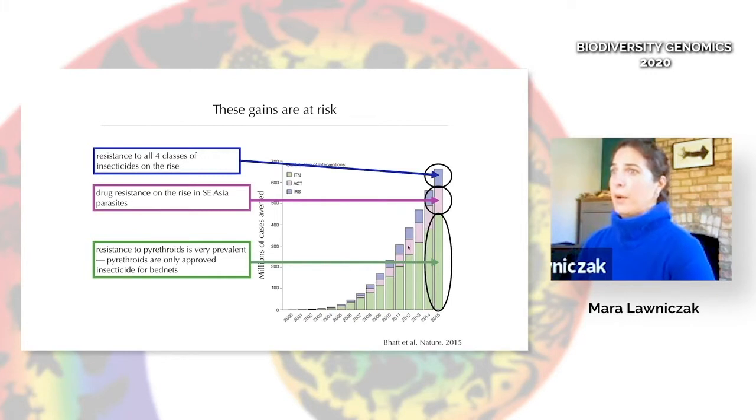And one of the biggest problems is that resistance is everywhere. There's resistance to all 4 classes of insecticides that are used for the indoor residual spraying, and pyrethroids, which are the only approved type of insecticide for bed nets. There's massive resistance everywhere.